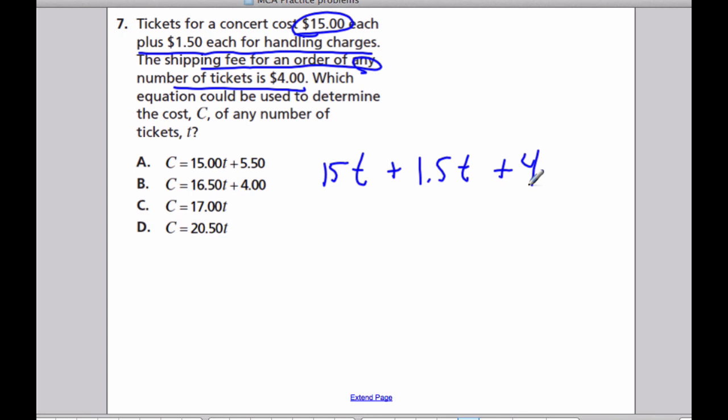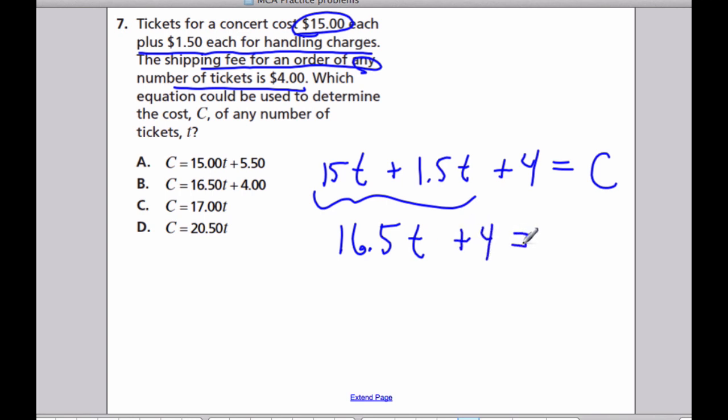Okay, I think I've broken it down. Now I can say that this is going to be equal to my cost for my full equation. And at that point I ask, are there any terms I can combine? Let's find like terms. And I see right here, I've got like terms. 15 plus 1.5 gives me 16.5 t's, plus the 4 gives me my total cost for the tickets. Go back, let's see which one matches up, and there it is. My answer would be B in that case.